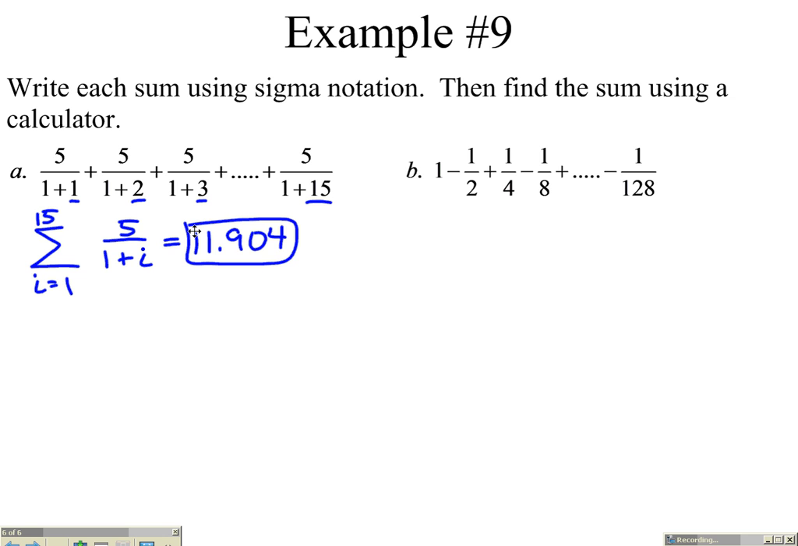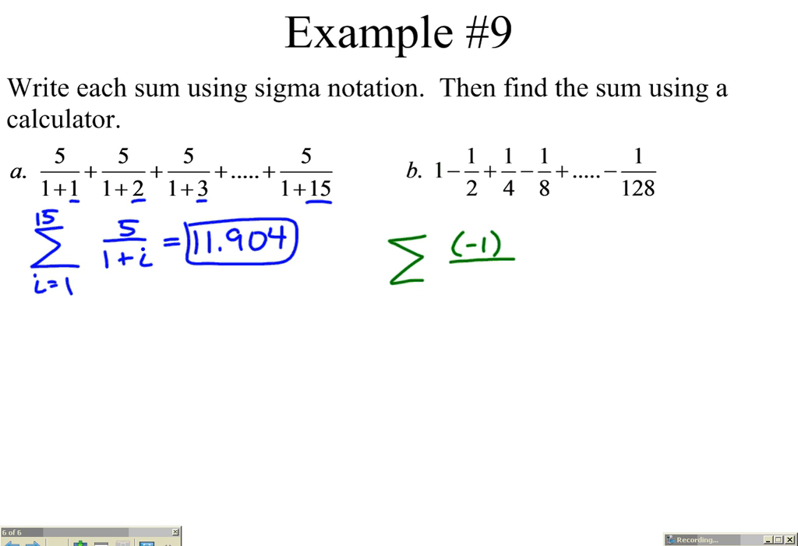Letter B. Rewrite first in summation notation. Okay, first thing that we can see here is that the signs are alternating. From what we've done previously, we know when we have alternating signs, there has to be a negative raised to some power. Okay, the numerator is either 1 or -1 all the way across. So let's start with that.